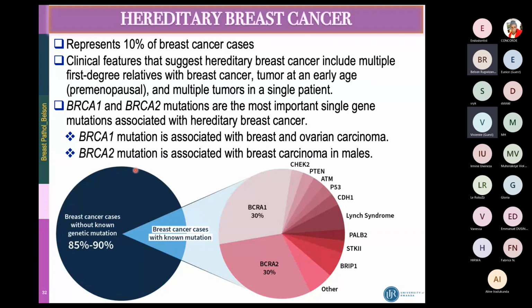So hereditary breast cancer represents 10% of breast cancer cases. I think this is just to read. And BRCA1 and BRCA2 mutations are the most important single gene mutations associated with hereditary breast cancer. So BRCA1 is associated with breast cancer and ovarian cancer, while BRCA2 is associated with breast cancer, especially in males.